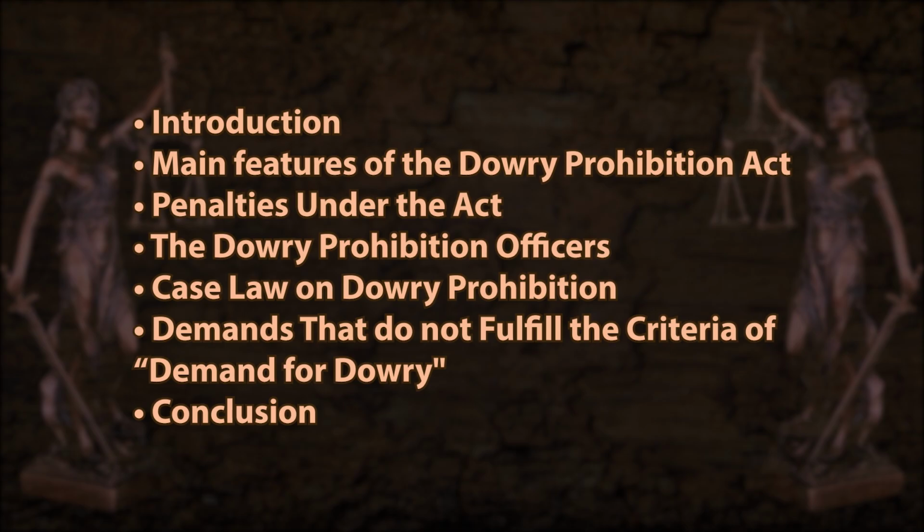Today we are going to discuss a very interesting topic relating to dowry, that is the Dowry Prohibition Act of 1961. The scheme of discussion is as under. We will start with the introduction, then the main features of the Dowry Prohibition Act, penalties under the Act, then we will discuss the dowry prohibition officers, followed by the case law on dowry prohibition, then a very interesting point that demands that do not fulfill the criteria of demand of dowry, followed by conclusion.